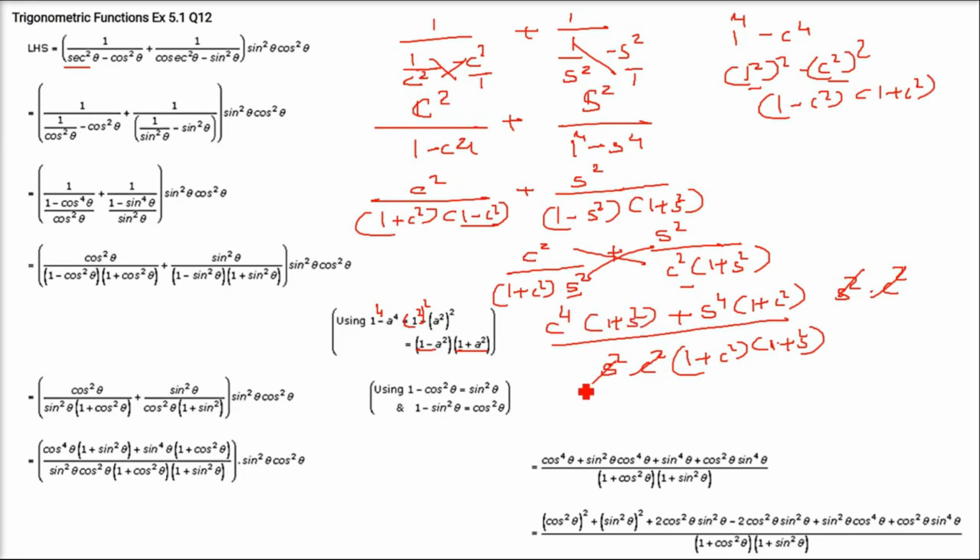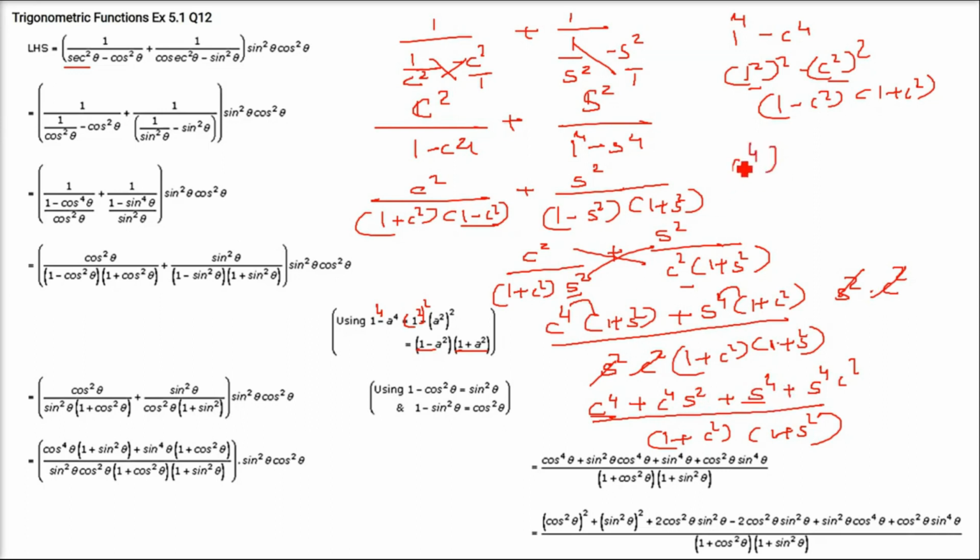Now just multiply this inside. This is cos to the power 4 plus cos to the power 4 sine square plus this is sine to the power 4 plus sine to the power 4 cos square, by 1 plus cos square into 1 plus sine square. Now here, if you see these two, cos to the power 4 and sine to the power 4.